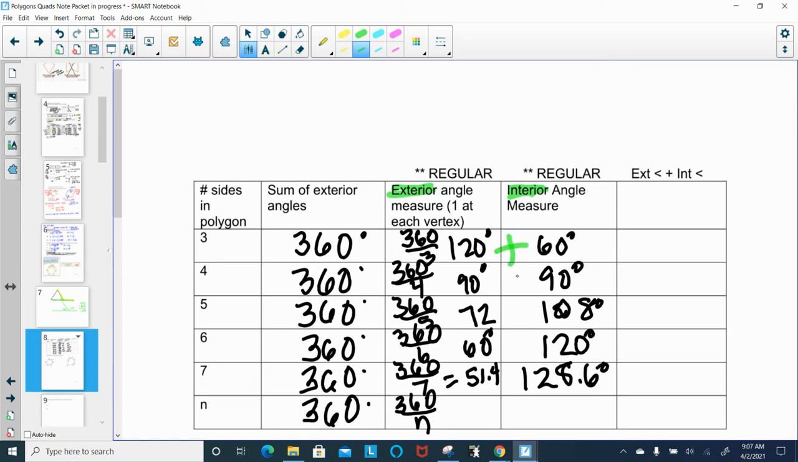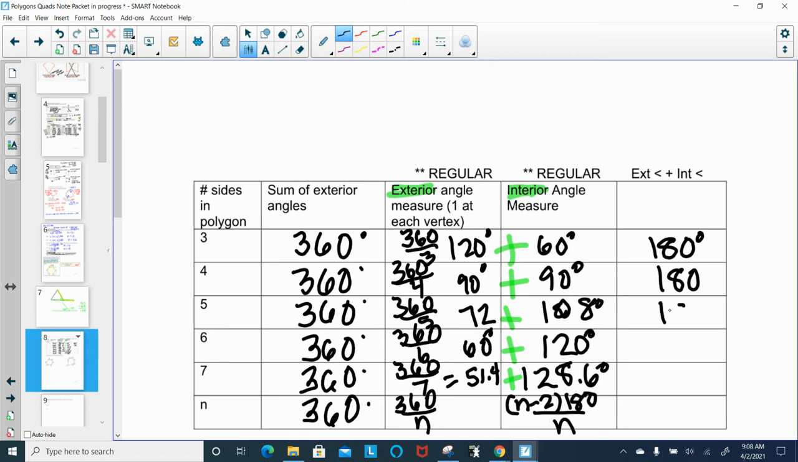If we were to take these and add them together, and of course this last one would be n-2 times 180 divided by n, we would get 120 plus 60 is 180. That's the exterior plus the interior. We would get 90 plus 90, 72 plus 108, 60 plus 120. See what's happening here? These are all supplementary, just like we said on the previous page.